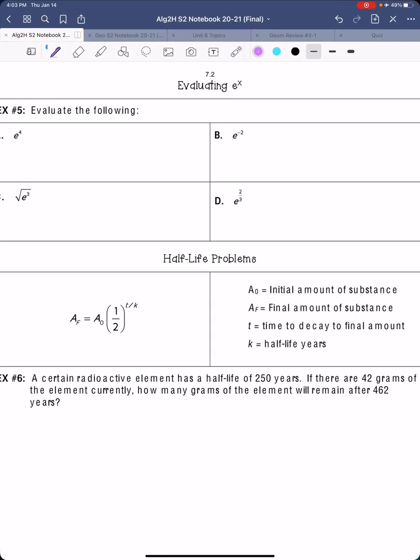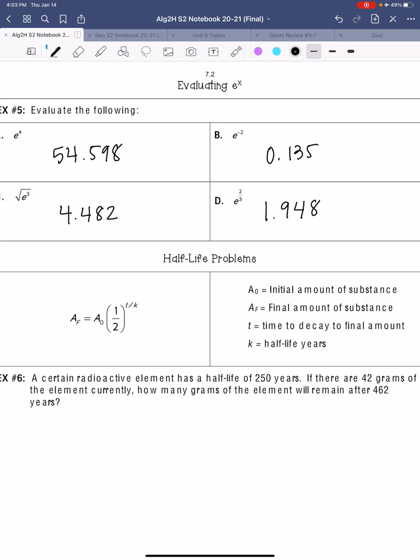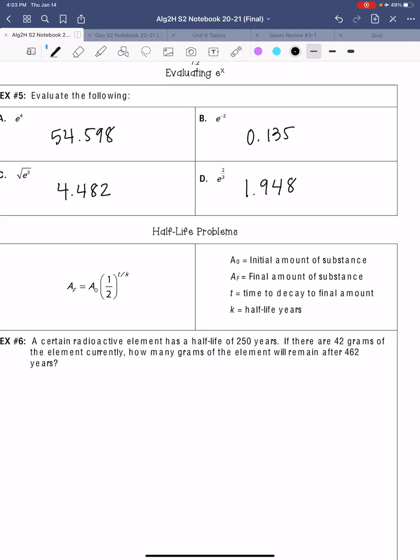So I'm just going to tell you, hopefully you had a chance to do this. So this should have been 54.598. This one should have been 0.135. This one should have been 4.482. And this one would have been 1.948. So just type them into a calculator. Easy breezy.